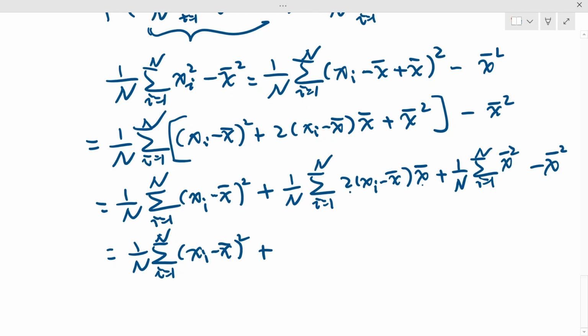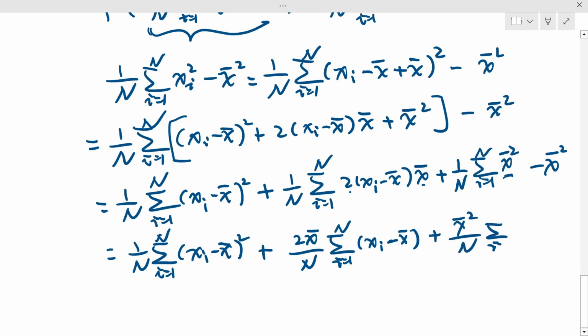So 2 x bar does not depend on i. We can pull it out of the sum. Two x bar in... similarly, this term x bar squared does not depend on i, so we can pull it out of the sum.